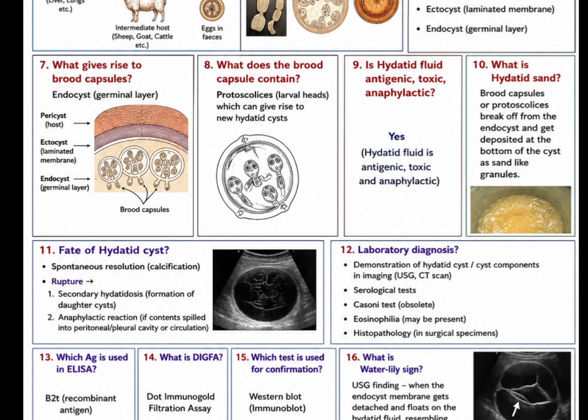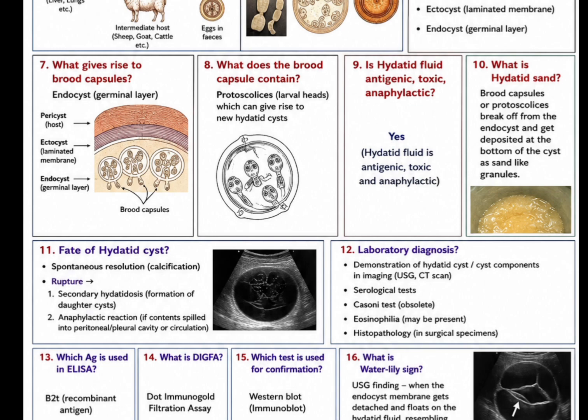Laboratory diagnosis, which is the main part of microbiology. First will be demonstration of hydatid cyst or cyst components in imaging. The fluid aspirated from a surgically removed hydatid cyst can be subjected to direct mount or staining with acid-fast staining to detect brood capsules and protoscoleces. There could be histopathological examination. Surgically removed cysts can be subjected to histopathological stains like H&E to demonstrate the 3 layers of the cyst wall and the attached brood capsules.